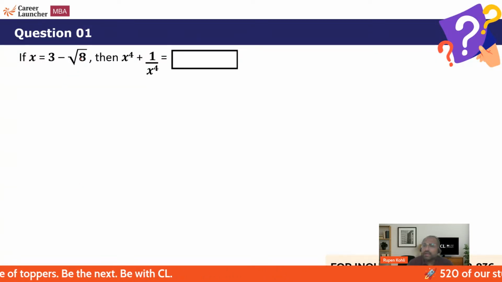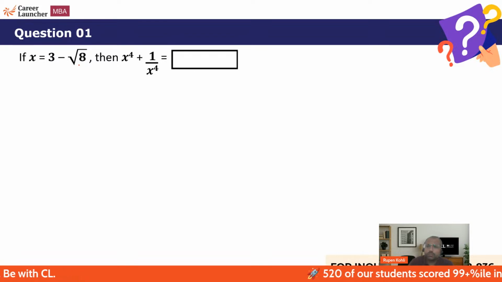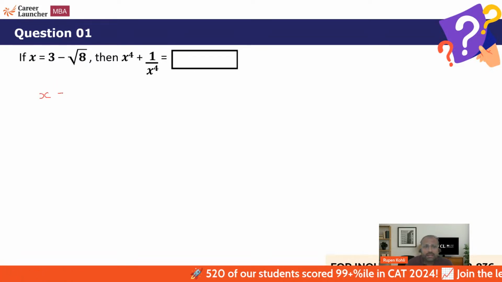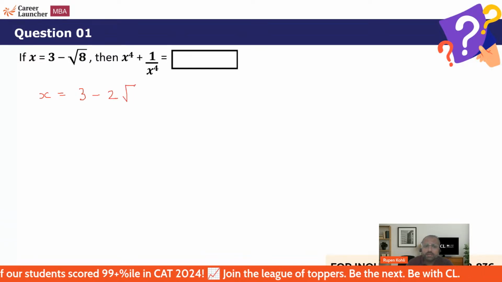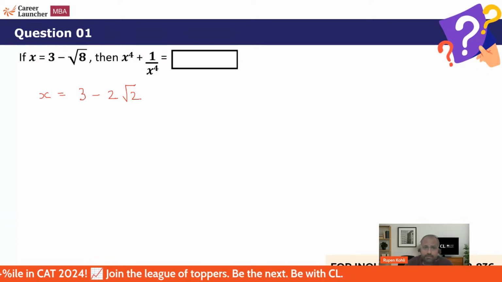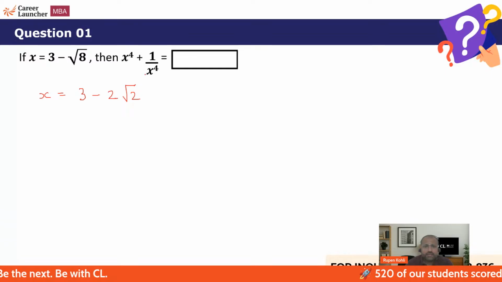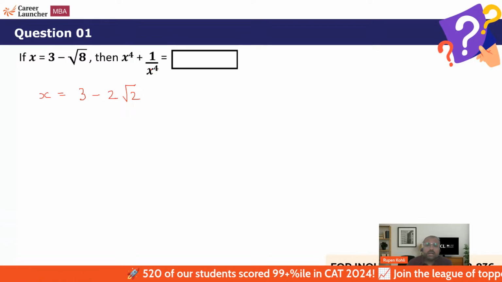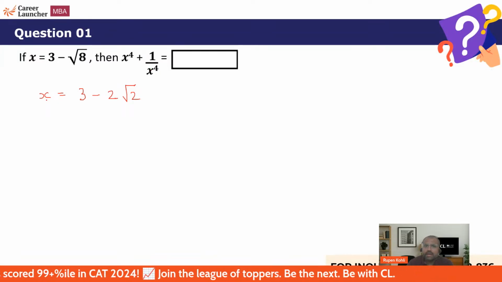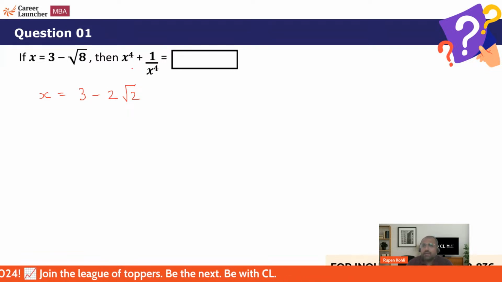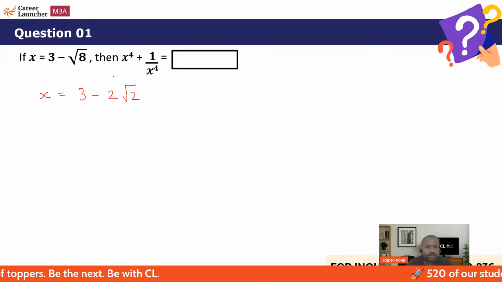So first of all, this square root of 8 can be simplified, since 8 is 2 into 4. So we can obviously write x being 3 minus, so square root of 4 becomes 2. So this is 3 minus 2 root 2. Perfect. Now further to that, looking at this expression, which is of the form a power of x plus a reciprocal of that, a starting point here would be to find x plus 1 by x. And then we can try to reach this power by squaring on both the sides. So that is a typical technique for such questions.